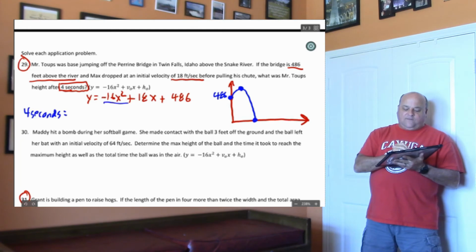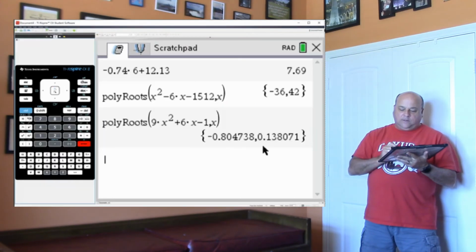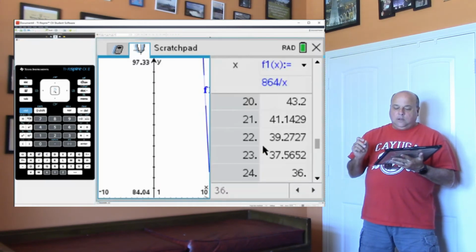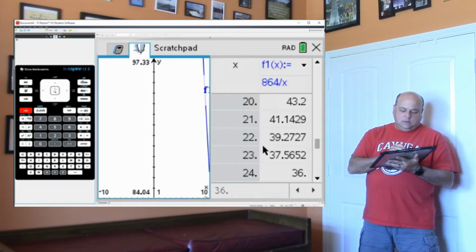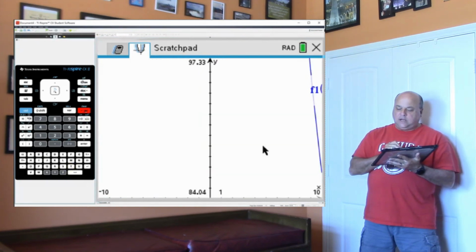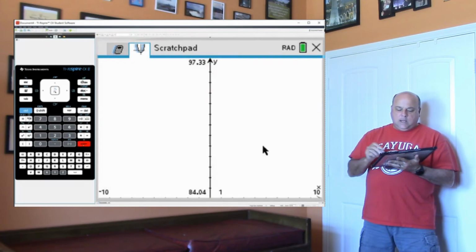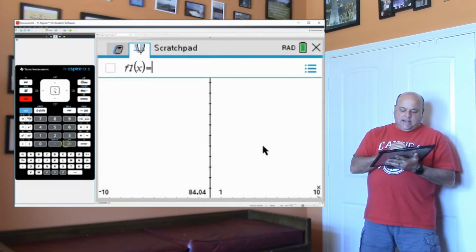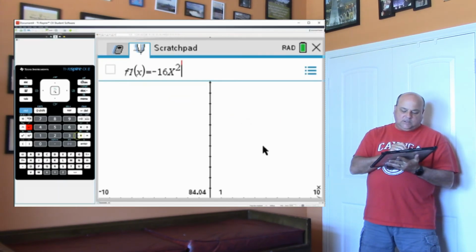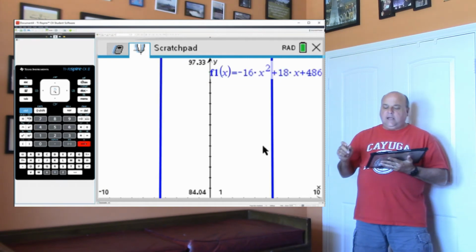So we're going to graph this in the calculator. Go to the calculator, hit home. I'm going to click B to graph, and I need to hit Control T, and then delete, delete, delete. Think of a bad thought when you do that. Hit enter. Now then tab, negative 16x squared, and then it's plus 18x plus 486. Hit enter. I get my graph.